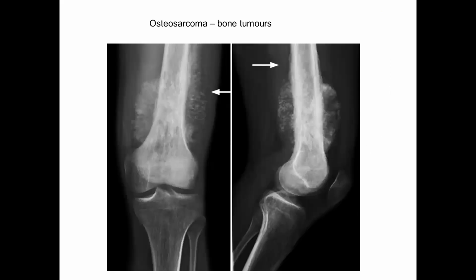Then to show you a bone tumor, this is called osteosarcoma, an extremely aggressive tumor which can lead to the death of the patient. So if this occurs, you have to amputate the limb, that is cut off the limb.